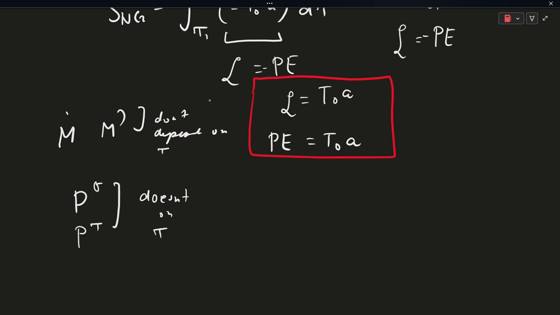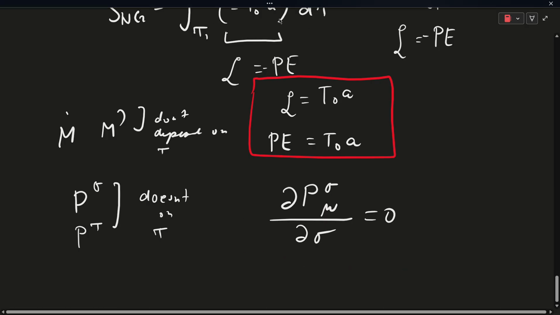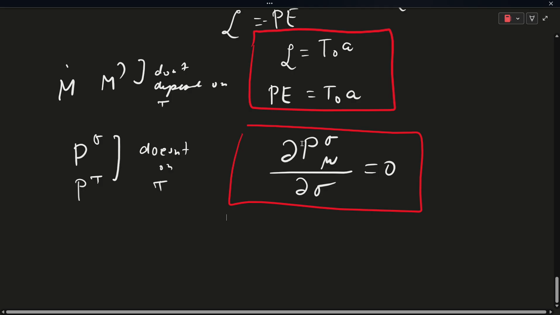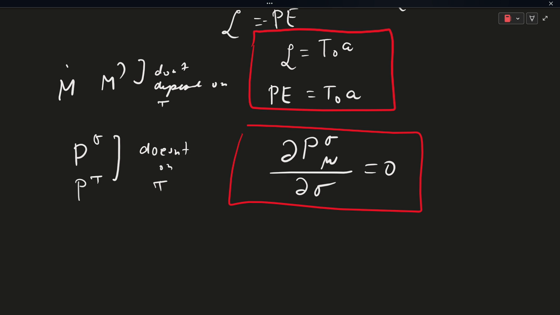So because these two functions, my momentum functions, are independent from tau, it makes sense that when I take the derivative of any of these, so sigma mu, it would essentially be 0. And this sort of thing that we have concluded also requires that our function over here is sigma independent.